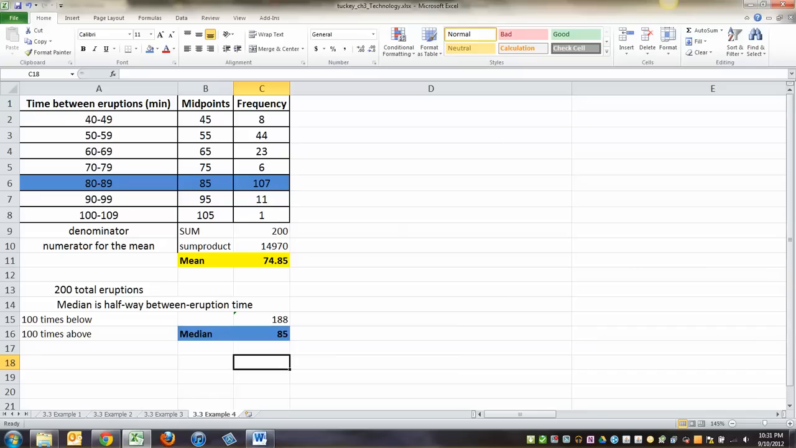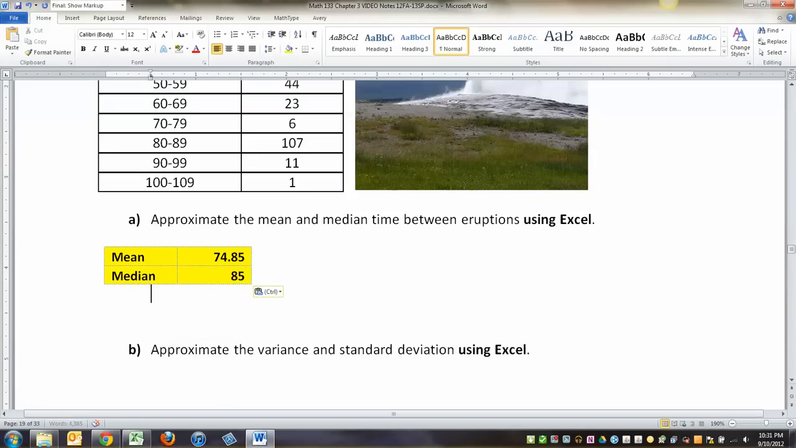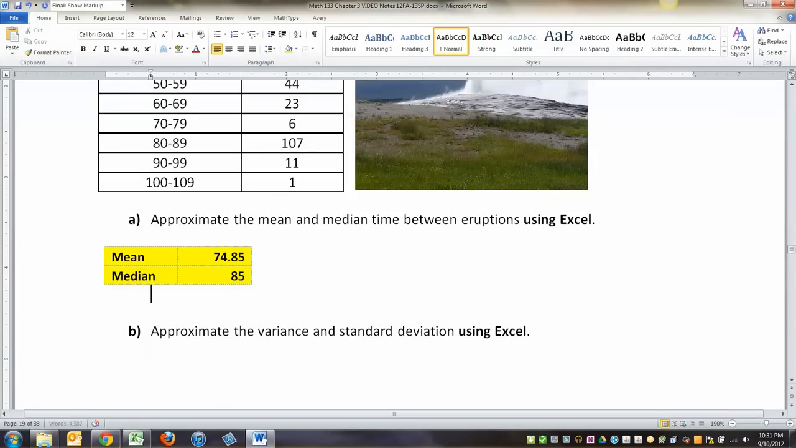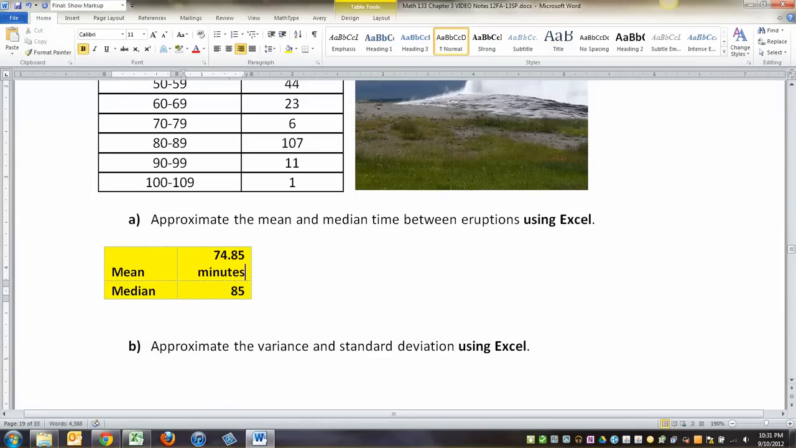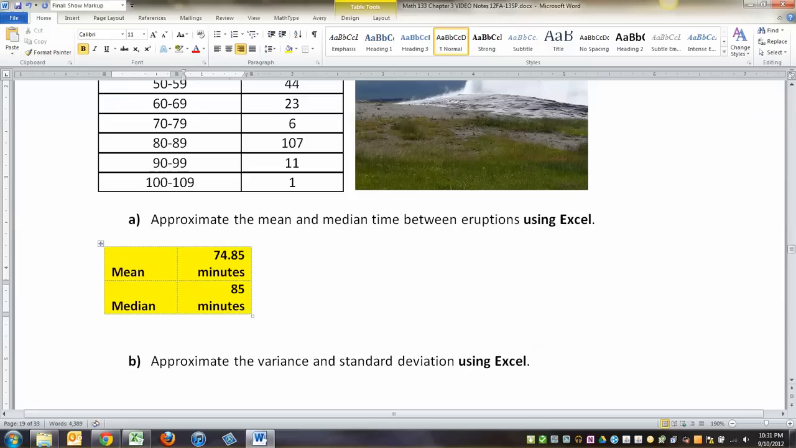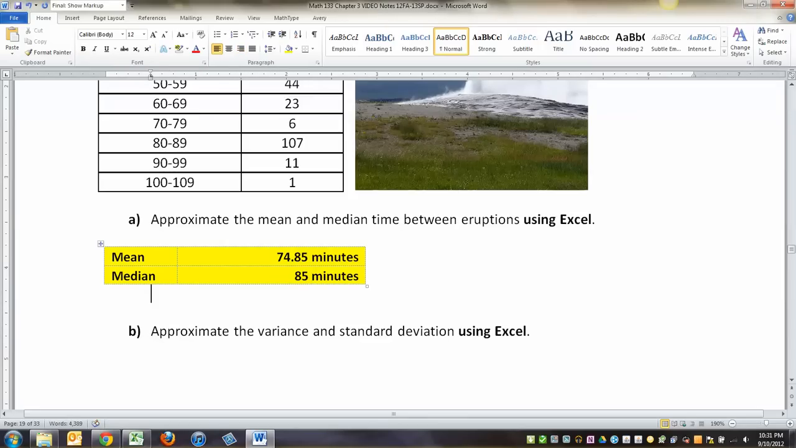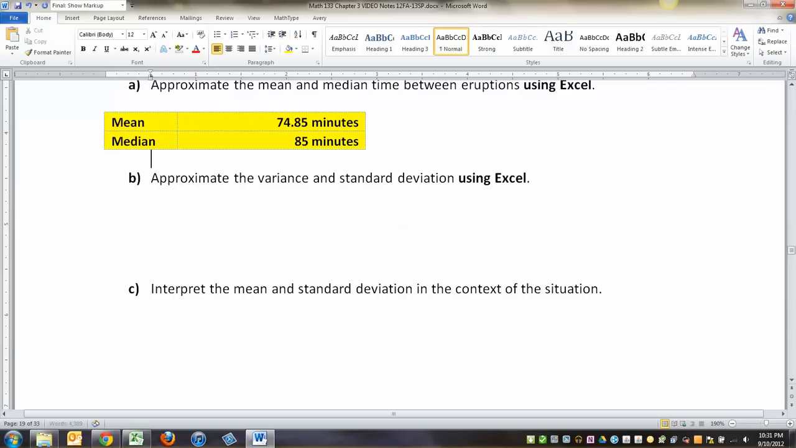Done with that. Kind of tedious, but you know, you're just kind of logicking your way through it here. There we go. I'll just leave it bold. I don't care. Oh, I will put in minutes, though. Minutes, right? And this was minutes. Cool. Now the variance and the standard deviation are going to be much trickier to find.